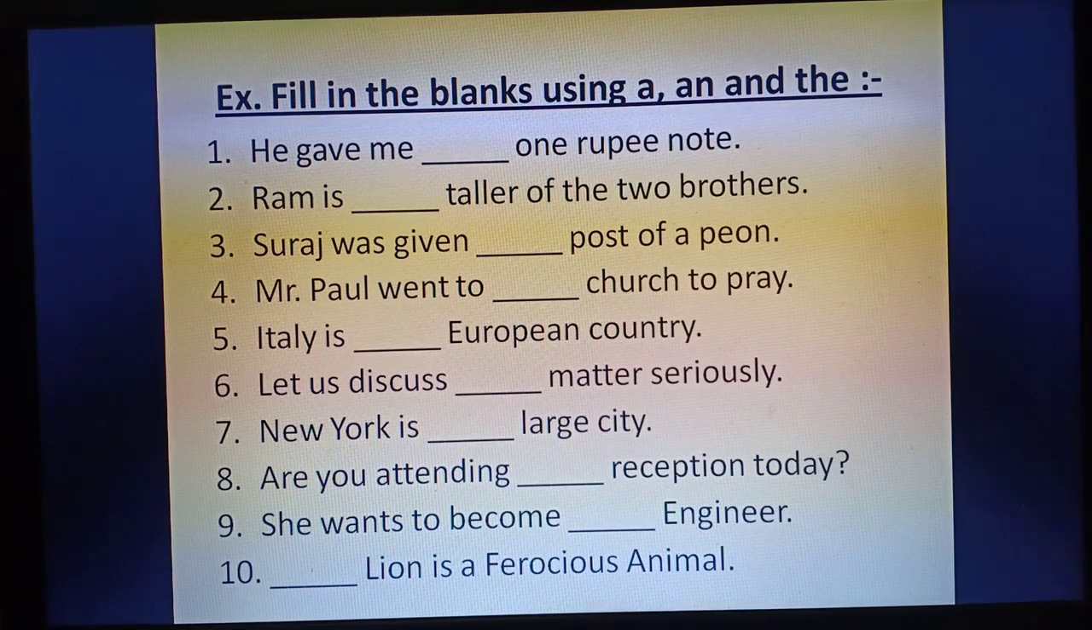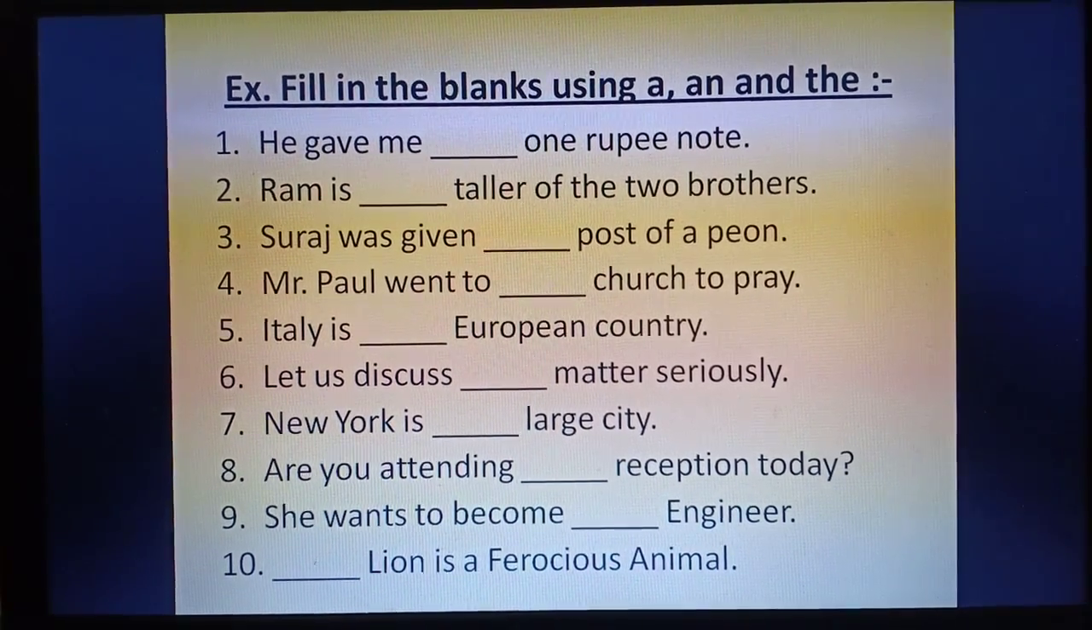She wants to become an engineer. Here, engineer begins with a vowel sound. That's why we can write an. She wants to become an engineer. Dash lion is a ferocious animal. The lion. Okay.